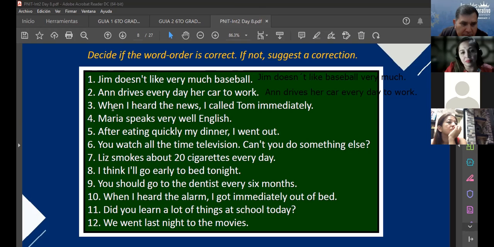I go to file, or it's correct? It's incorrect. Okay, read it, please, Janina. The number three. When I hear the news, I call it on immediately. What do you think? Is it correct, or do we need to make a correction? Remember, just the order. All the words are really well done. Well, just the order we are going to review. In that case, it's correct.